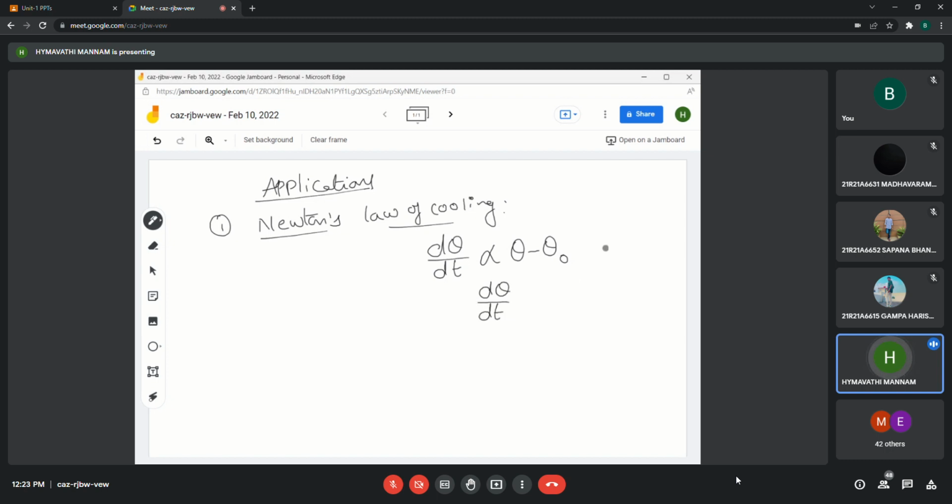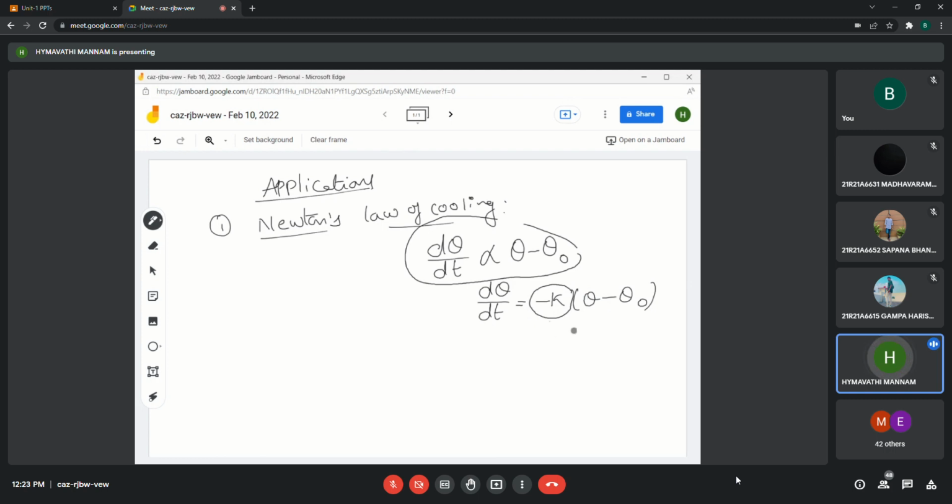Why are we taking the proportionality constant here? Because we have to solve this differential equation. So we take minus k into theta minus theta naught. Why are we taking the minus k? Because we are solving cooling cases, and cooling means decreasing problems only. So for that we take the proportionality constant as minus k.